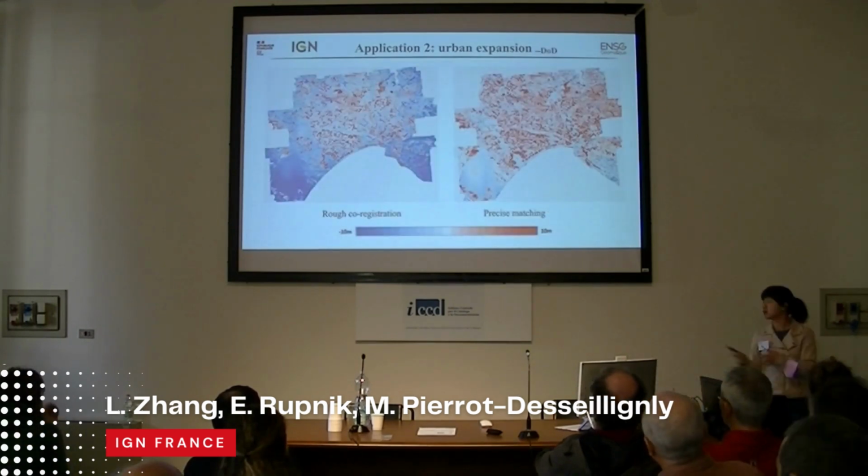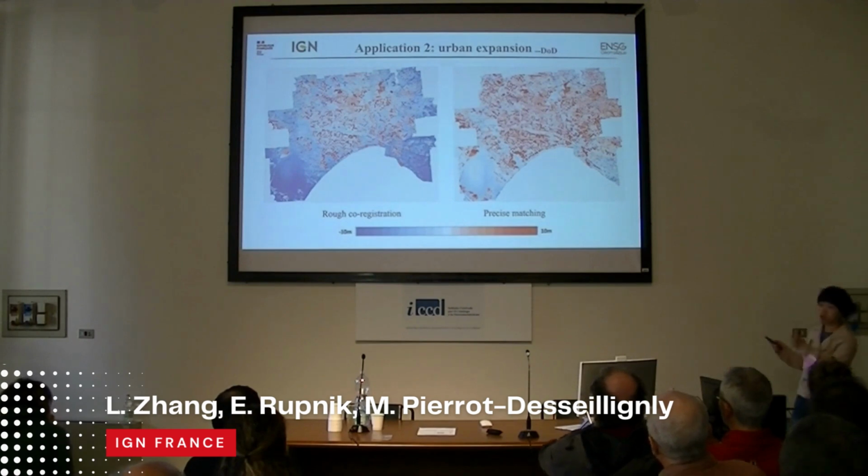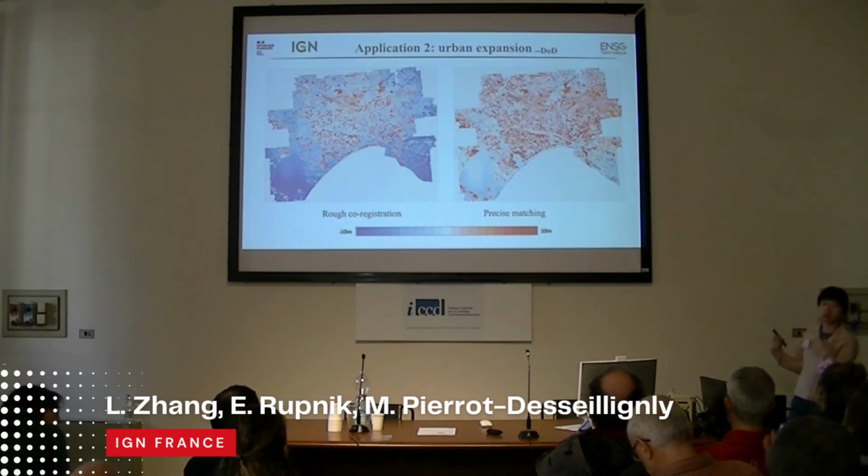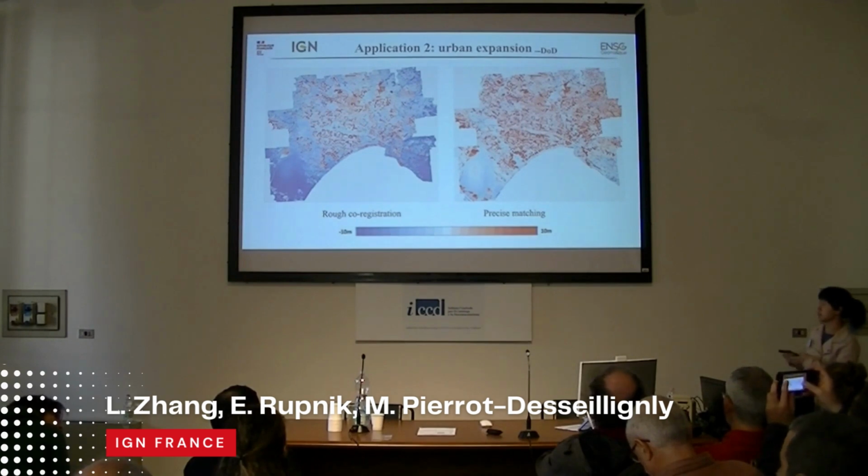As we can see, there are a lot of matches well distributed in the whole block. And also, these are the DODs from our rough registration and the precise matching. In the left one, we can still see the dome effect throughout the block, which is normal, because we only provide robust but not precise enough results here.